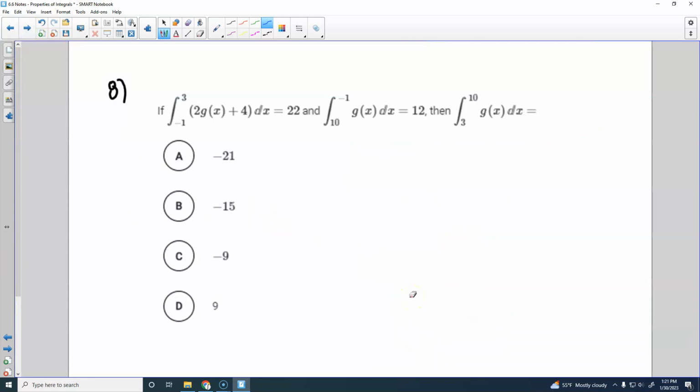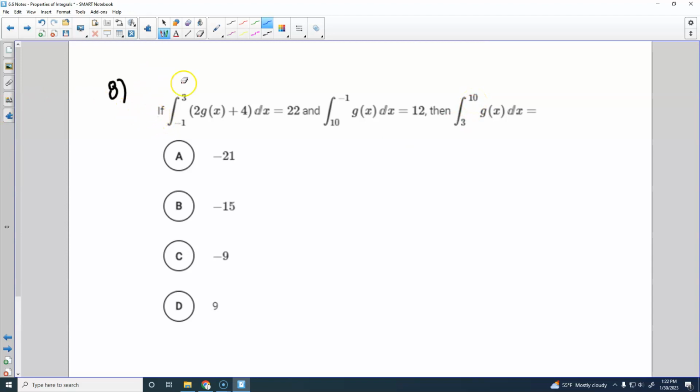Okay. Our next problem is going to ask for the integral, or it's going to ask us to find a value here. We've got the integral from -1 to 3 of 2g of x plus 4 dx is going to equal 22. And they tell us that the integral from 10 to -1 is 12. And then they're asking us for the integral from 3 to 10.